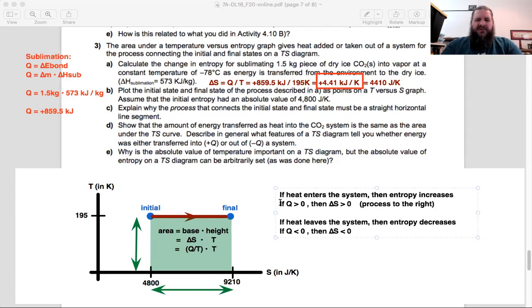So if the process is an arrow pointing towards the right, even if it also has some up or down component, anything to the right means that we're increasing entropy and therefore heat is being added to the system. Whereas if the process is pointing towards the left, that means we are decreasing entropy, so heat is leaving the system. So the area under the curve tells you how much heat. Whether the process is to the right or to the left tells you whether heat is entering or leaving. Any questions on that so far?